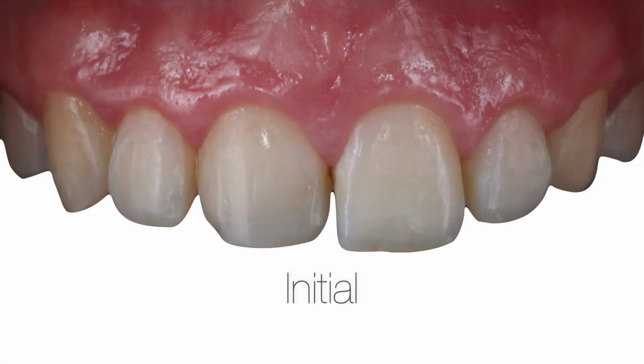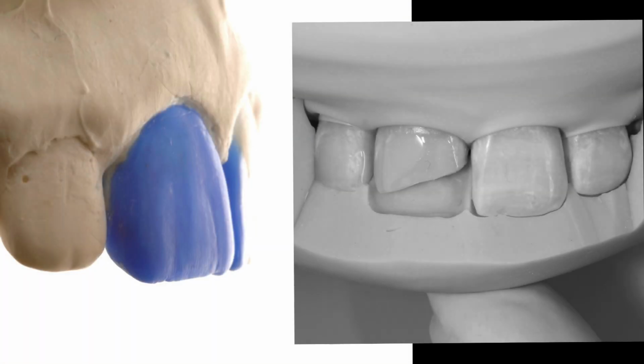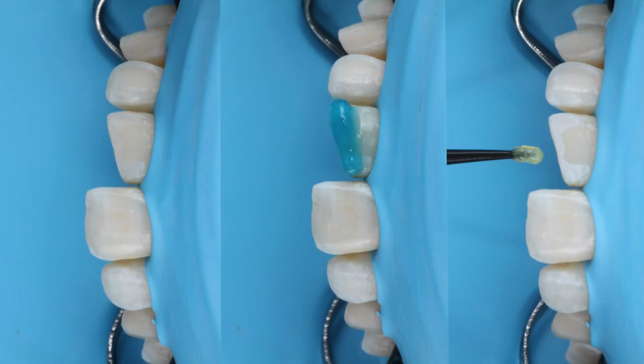So in this case, this girl had this class 4 restoration, and we took an impression, we did the wax up, and then we do the whole restoration being guided by that wax up. We took an index, a silicone key, from that wax up, and then we removed the composite that she had.